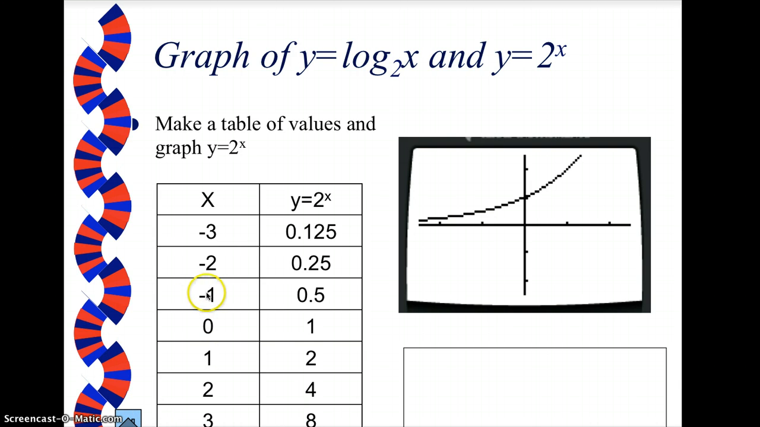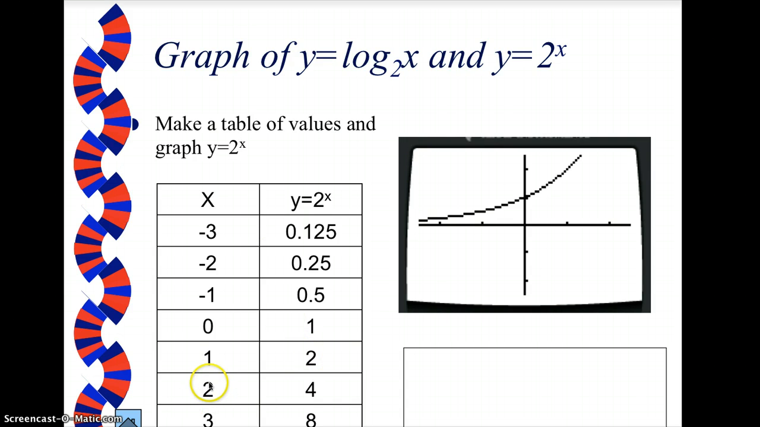Now let's replace the exponent by negative 1. So this will become 2 raised to -1, and 2 raised to -1 is equal to 1/2. 1/2 is 0.5. Now, this time we replace x by 0. Any number raised to the 0 power is equal to 1. So 2 raised to 0 is 1. There you go, your y value. Then put 1 in the exponent. 2 raised to the first power is 2. So you have your y value 2.